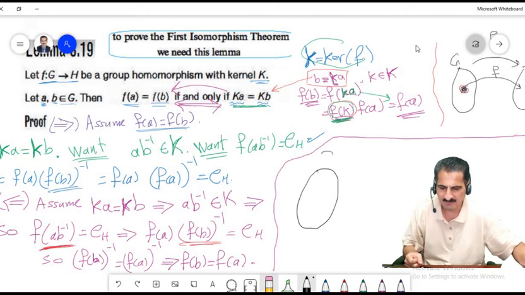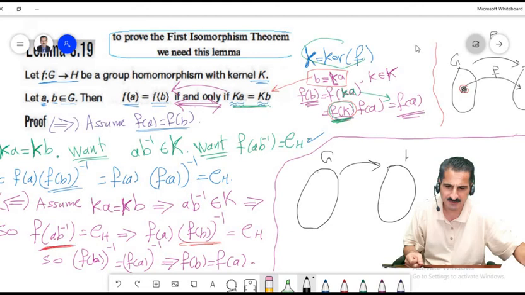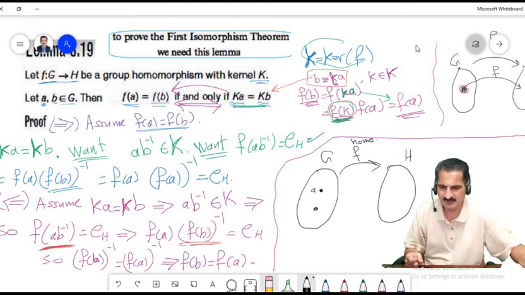I have a map from G to H, and that map is a homomorphism. So I will write here, I did not write it before, so this is a homomorphism. Now it says I have two elements here, A and B, and it says A and B go to the same place in here. They are equal, they have equal images.